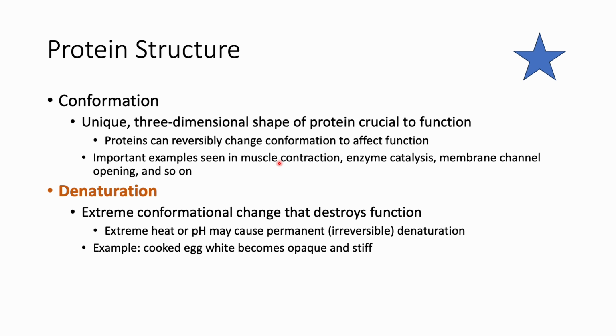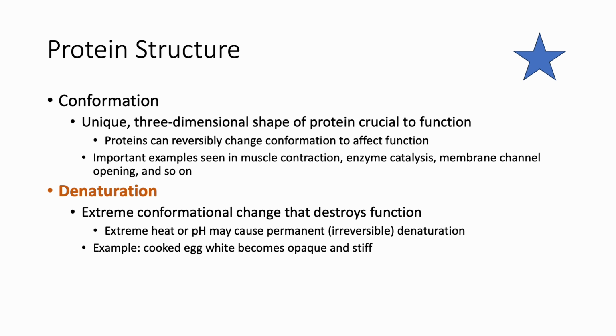Proteins can also undergo denaturation. So this is extreme conformational change that destroys function. Say maybe there's extreme heat or pH change. Now my protein will have irreversibly changed its shape. It will have irreversibly changed its three-dimensional shape and structure. That is now called denaturation, and it will not be able to function properly anymore.